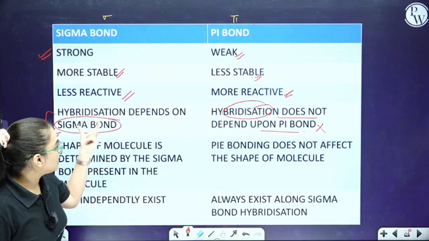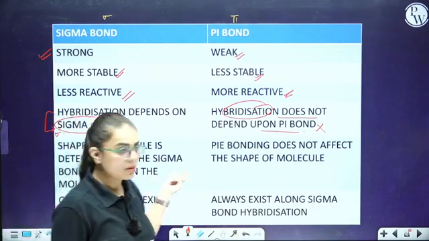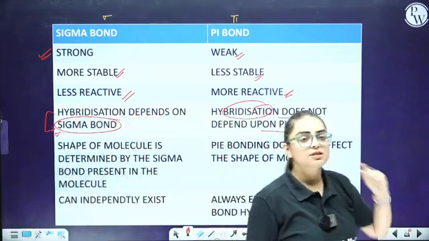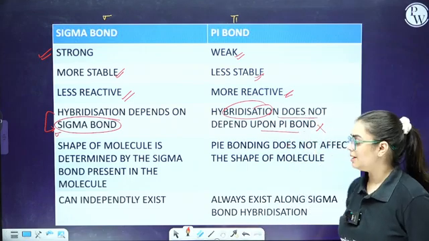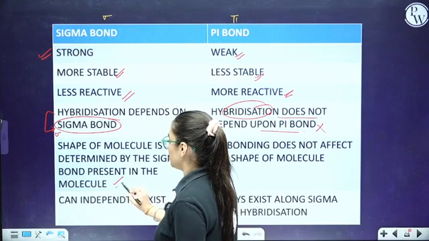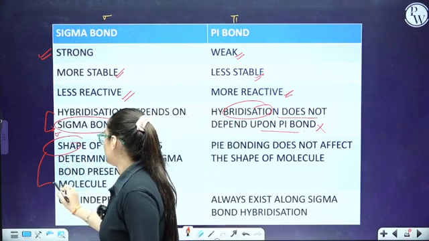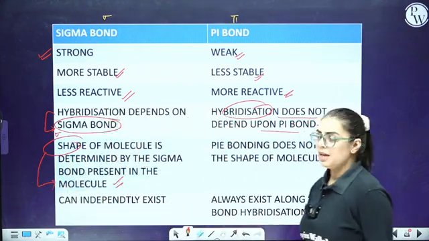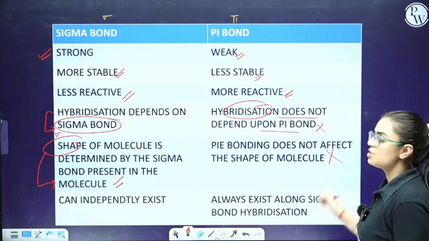So that means hybridization only and only depends upon the sigma bond, but hybridization does not depend upon the pi bond. Clear, everyone? Next comes the shape of the molecule, which is determined by the sigma bond present in the molecule. Shape is also determined by what? The sigma bond. But the pi bond does not affect the shape of the molecule.